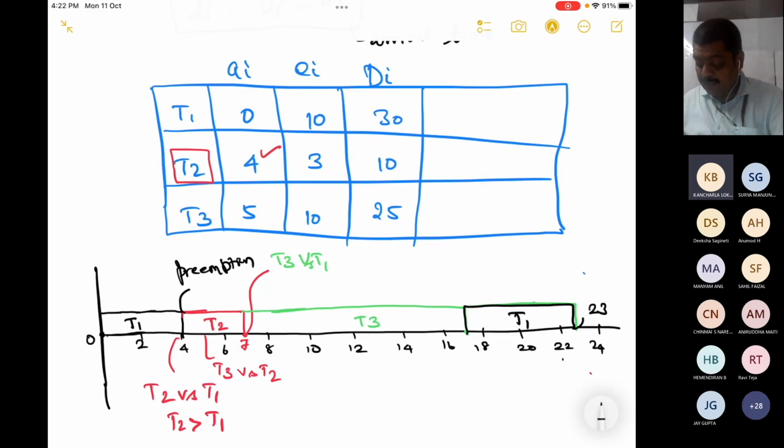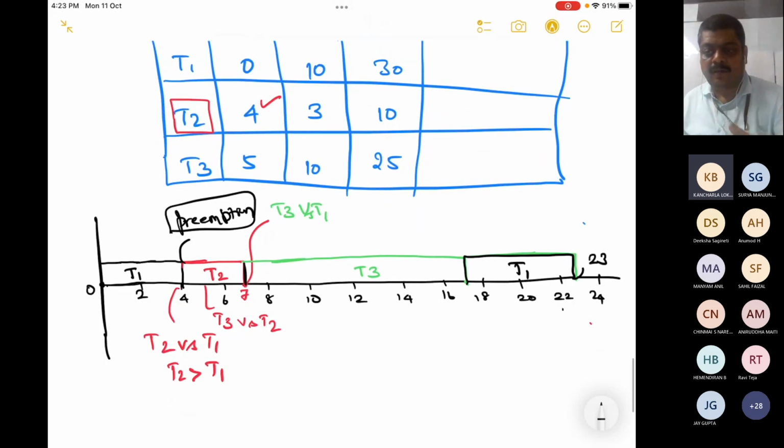Then that's all. Only one time there is a preemption, and T2 doesn't have anything happen. After T2 completes, T3 takes over because the CPU is free. So preemption is happening only one time at this particular point.